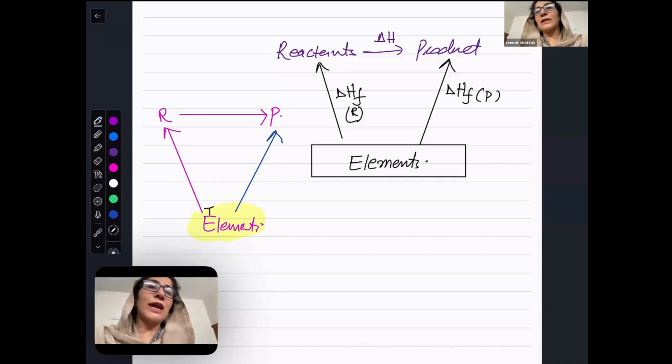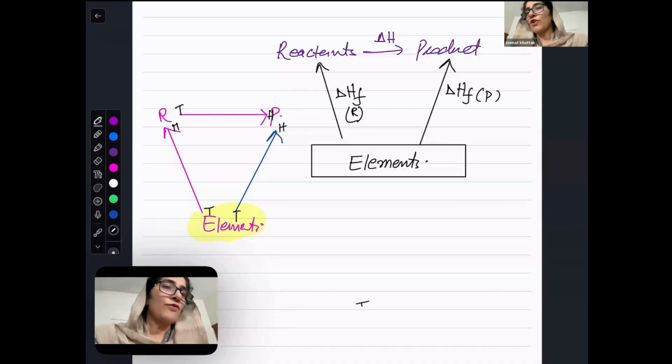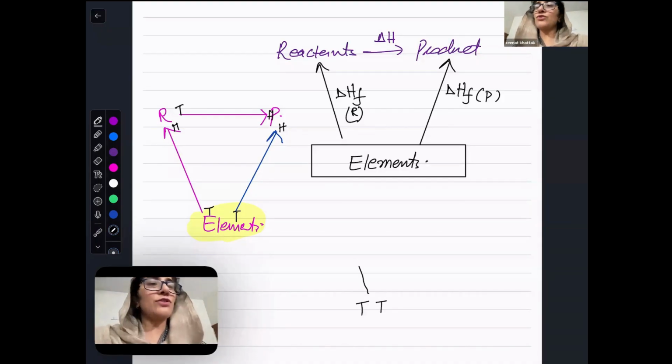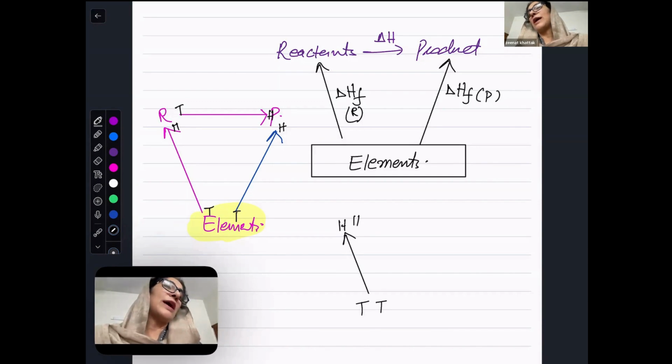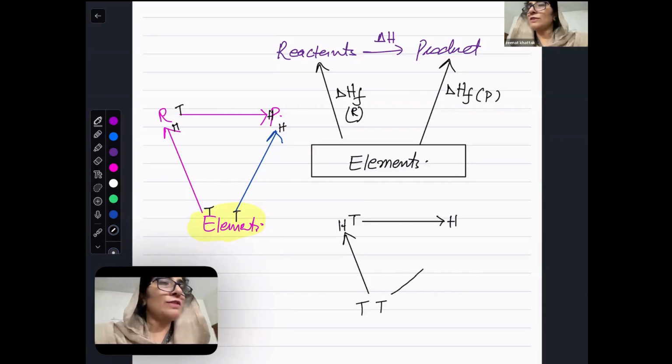Because there are tails. This is head and tail. This is both head. From tail to head, and then tail to head. And this is, again, tail to head.